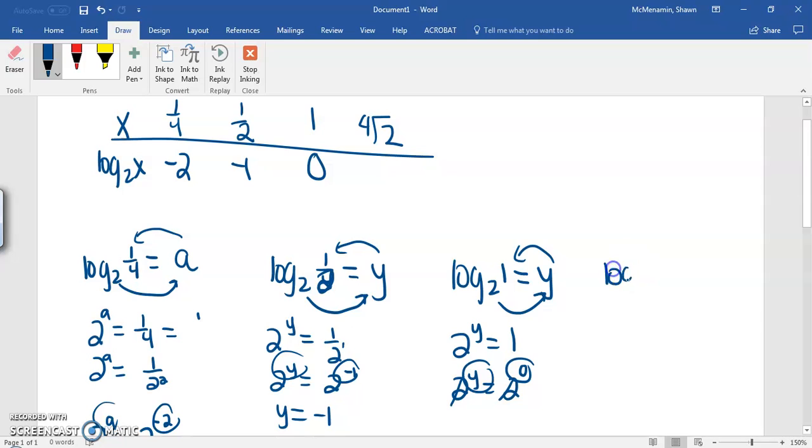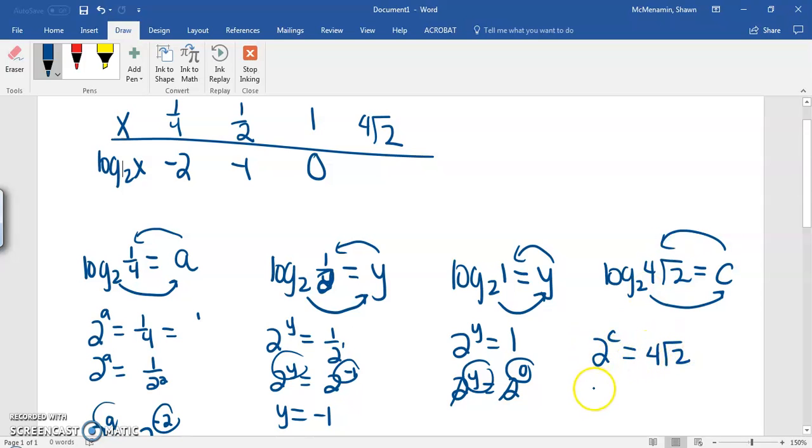Now 4 square root 2. So this is log base 2, and then instead of writing x, you write 4 square root 2, and you don't know what that equals, so you make it equal to a variable like c. And so you get 2 to the c equals 4 square root 2.